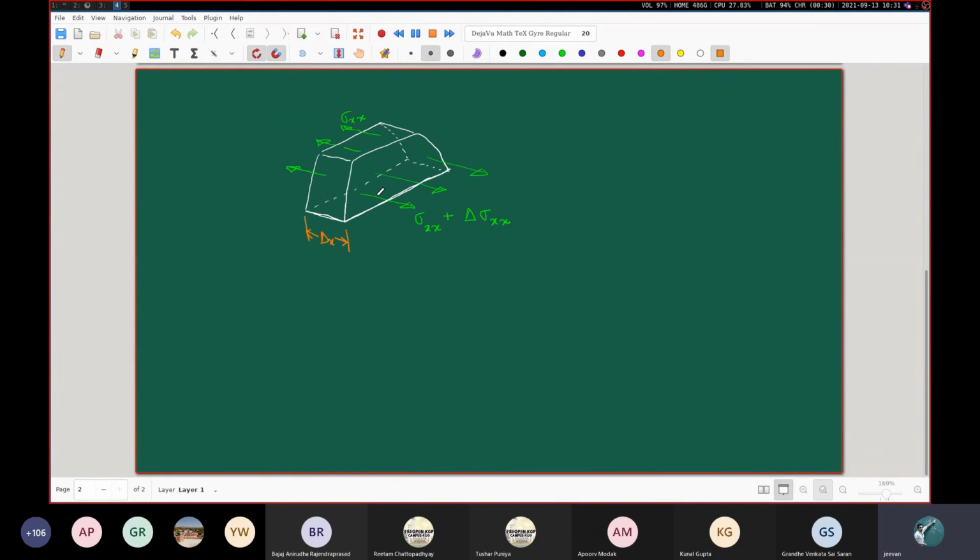Meaning that there is a force imbalance if we just consider the forces associated with this stress and with this stress along the x direction. Which means what? There must be something else which must be balancing this force. Where is that force? Or what is the force that is balancing this mismatch? Who can tell me? Take a guess.